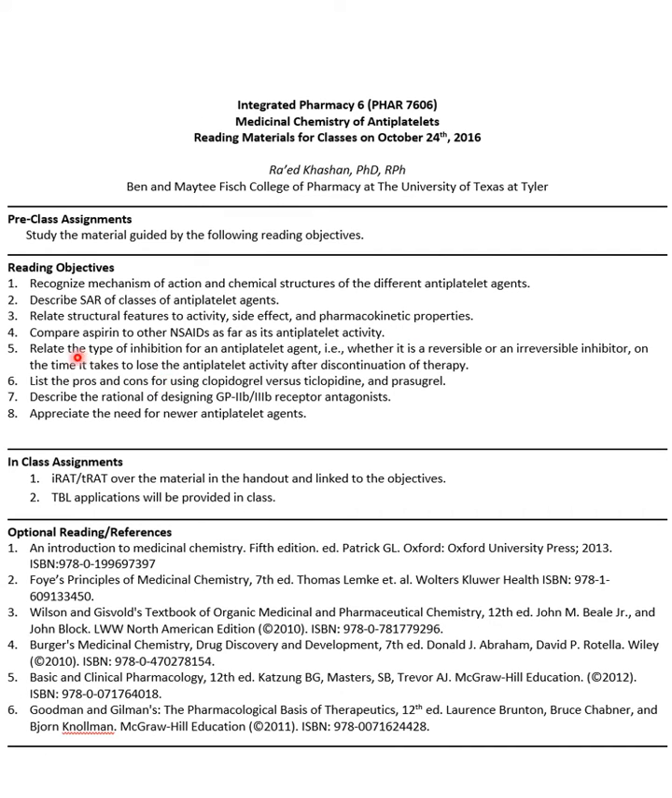And then relate the inhibition of antiplatelets, the type of inhibition, whether it's reversible or irreversible, to the time it takes to lose the antiplatelet activity after discontinuation of therapy. The other way, if you take two drugs, one of them is reversible and another is irreversible, they are both antiplatelets, and then if you discontinue the therapy, which one would last longer in the body? Which one would take a long time before it's completely eliminated, or before the antiplatelet activity disappears?